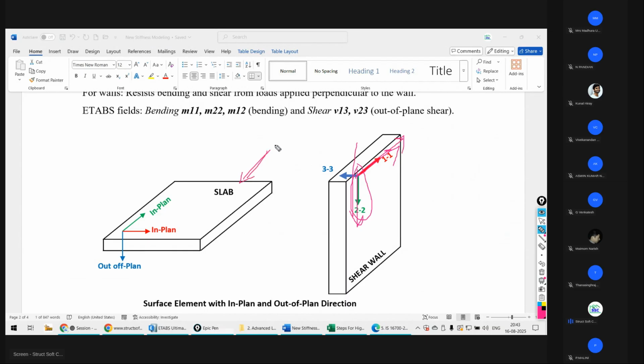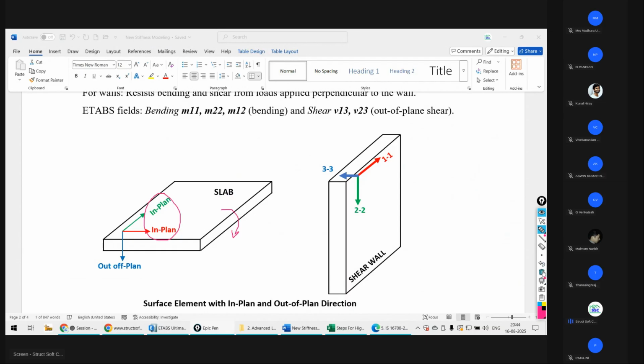If I apply the lateral load here, your slab has very high stiffness in this direction to resist it. If I apply the load in this direction, your slab's long span is available in this direction. But if I put the same load in this direction, only this depth is available for resisting the load. So guys, out of plane stiffness is very small in comparison to your in plane stiffness for the case of your plate element.